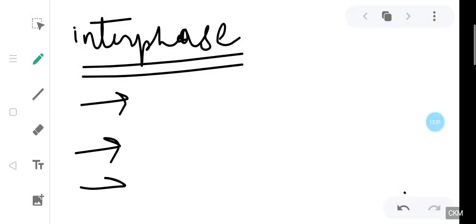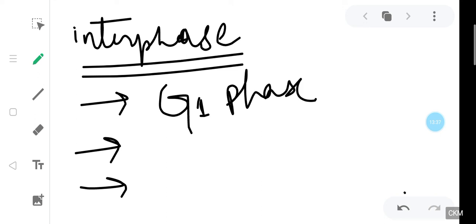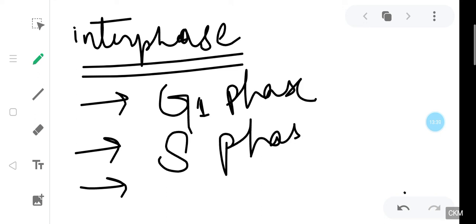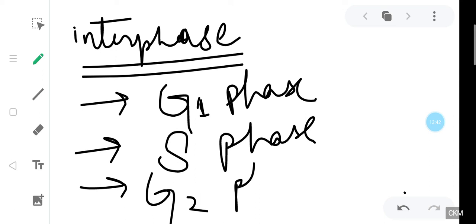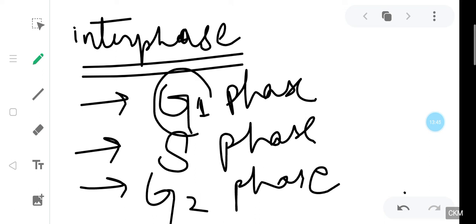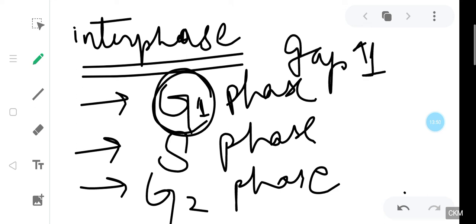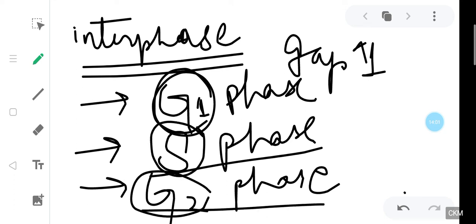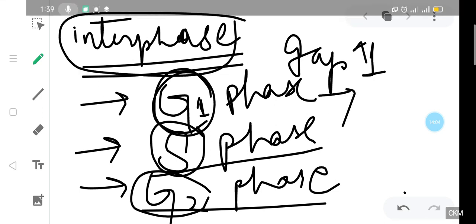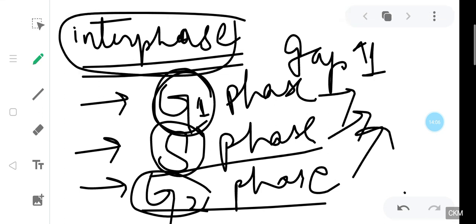That's why the interphase is basically split into three phases. The first is known as the G1 phase, then the S phase, and the G2 phase. Well, the G1 phase is known as gap 1, the first gap. S phase is known as the synthesis phase. The S is for synthesis. And G2 means gap 2. So the interphase is split into three phases in which different events occur.